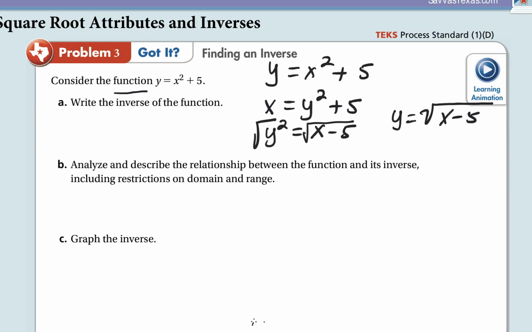What you have to realize is that y is equal to the plus or minus of whatever comes out of this square root, x minus 5. So the inverse of y equals x squared plus 5 is y equals plus or minus square root of x minus 5. Now I'm going to graph the inverse.